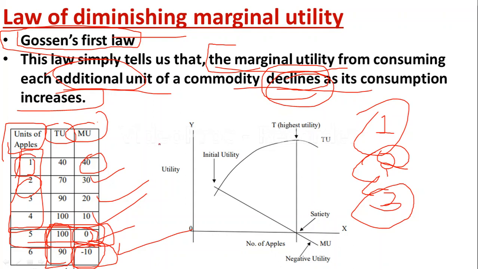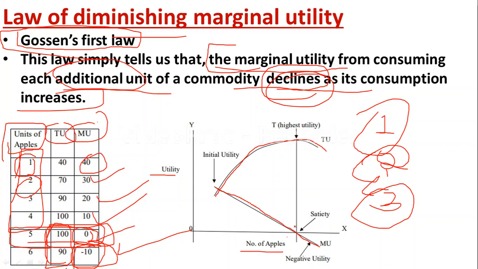this we can also study by using this diagram here. On the x-axis we have taken the number of apples, and on the y-axis we have taken utility here. So MU is the marginal utility curve, and TU is the total utility curve. In this way, the marginal utility curve is a downward sloping straight line, and the total utility curve initially increases, but after some time it starts decreasing.